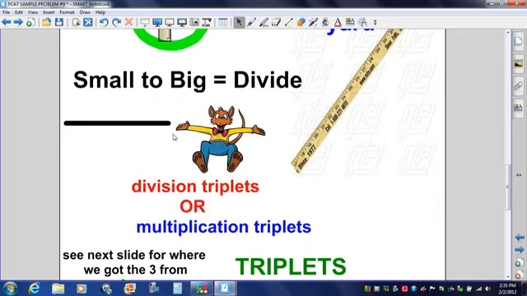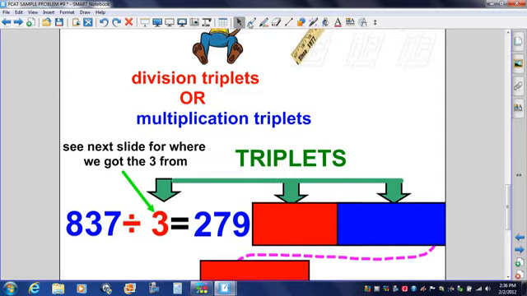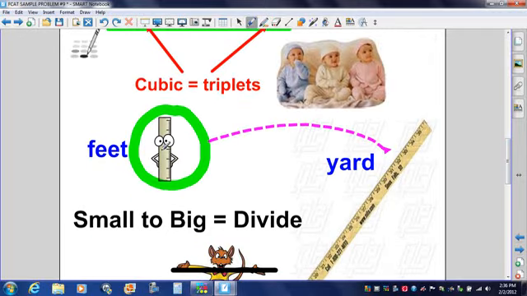Stretch your arms out real wide. Don't poke the person next to you in the eyes, because that'd be minus big points for your group. If you open your arms and stretch them out to the side, it looks like a fraction bar. Small to big, we're going to divide. So we are going to do division triplets. We are dividing because we're going from a small unit to a big unit.